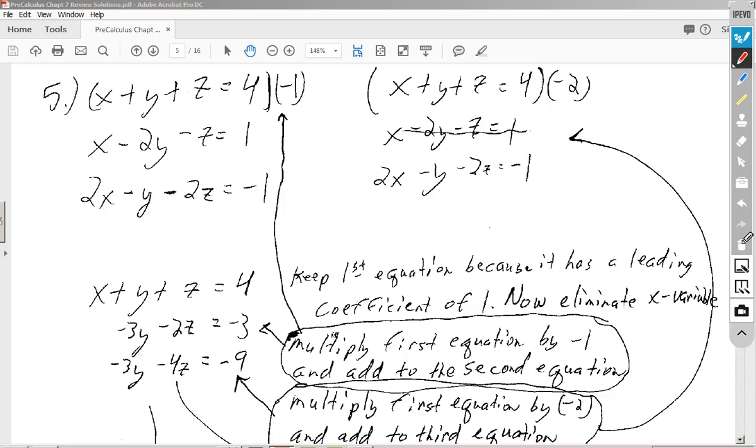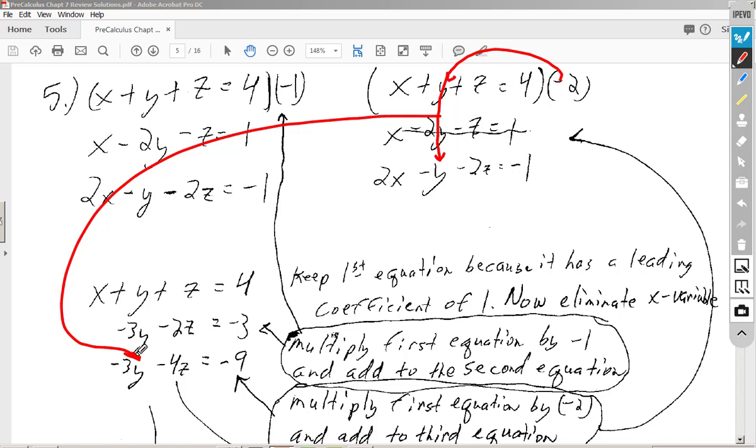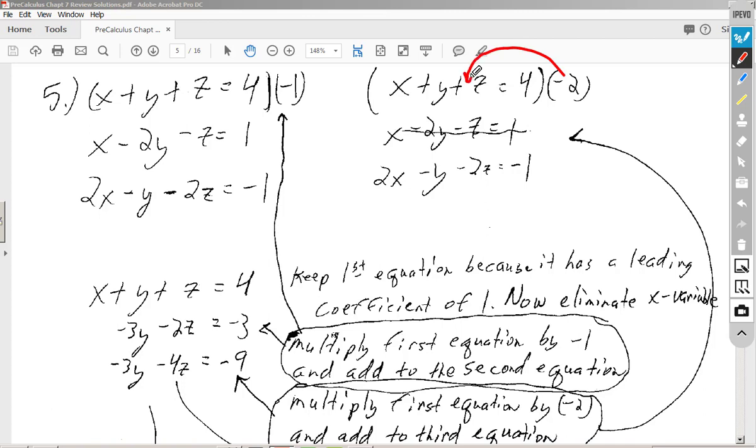I'm going to take this negative 2 times my y, so I get negative 2y, and I add it to this. So negative 2y and negative y is going to give me my y value down here, which is negative 3y. I'm going to go ahead and do the same thing with my z's. So negative 2 times z is negative 2z. I add it to that negative 2z, and negative 2z and negative 2z is going to give me this z value, which is negative 4z.